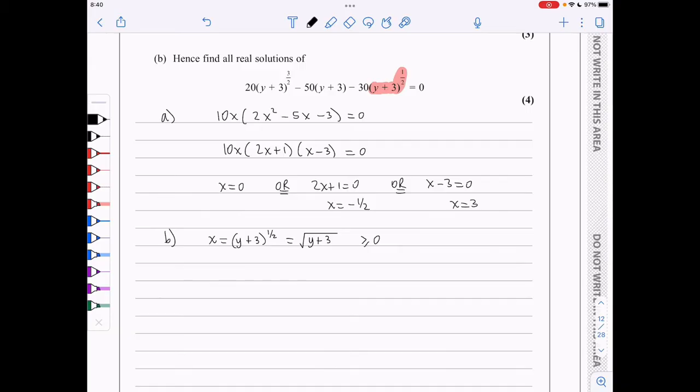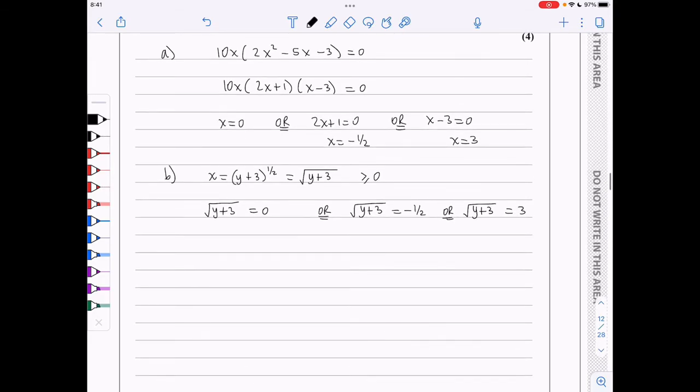So we have that the root of y plus 3 is 0, or the root of y plus 3 is minus a half, or the root of y plus 3 is 3. Now if the root of y plus 3 is 0, it simply means that y plus 3 must be 0, and therefore y is negative 3. For the root of y plus 3 being minus a half, this is not possible, so we reject this, not valid, because we said the square root will always be a non-negative answer.